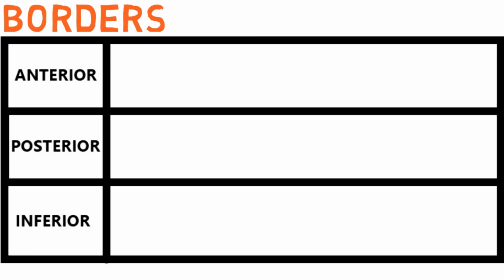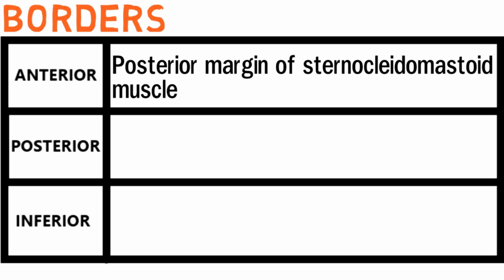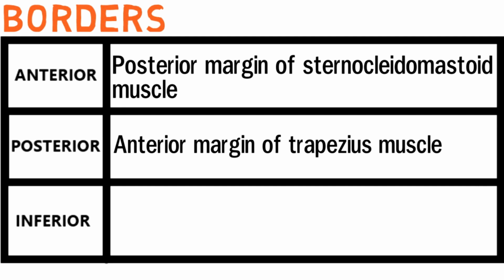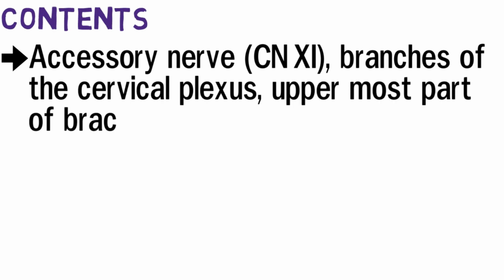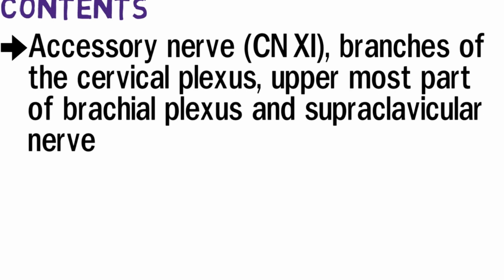The borders include the anterior border, formed by the posterior margin of the sternocleidomastoid, posterior border, formed by the anterior margin of the trapezius muscle, and the inferior border, formed by the inferior belly of the omohyoid muscle. The contents of this triangle include the accessory nerve, branches of the cervical plexus, uppermost part of the brachial plexus, and supraclavicular nerve.